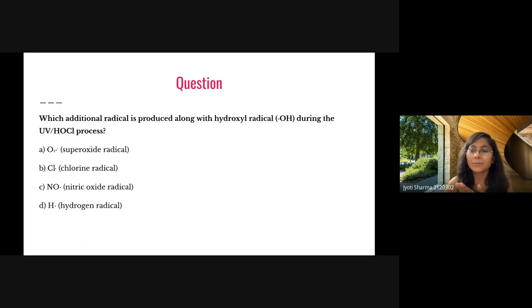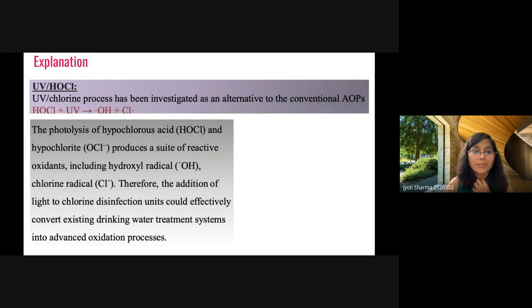So this will give you the chlorine radical. Yes, so B will be the right answer. Here you can see this will give you the OH and the Cl radical.